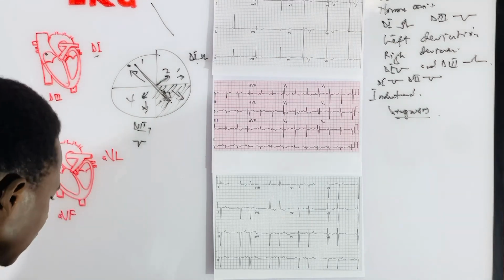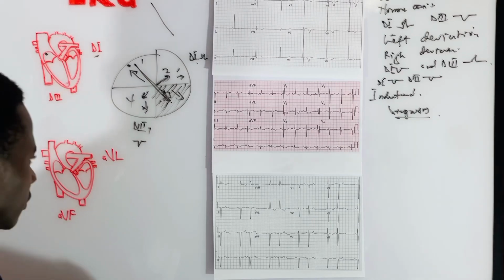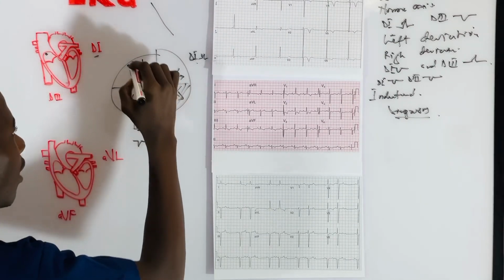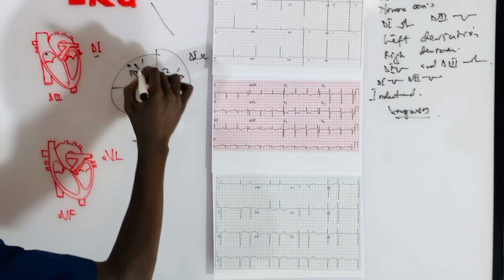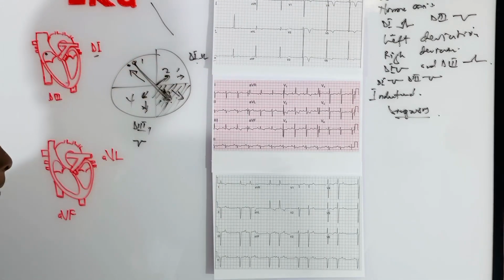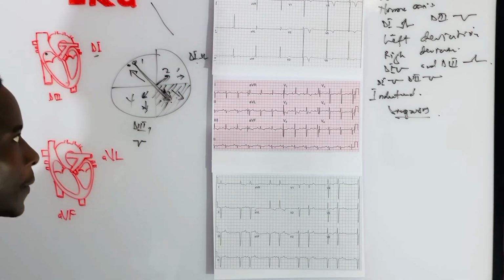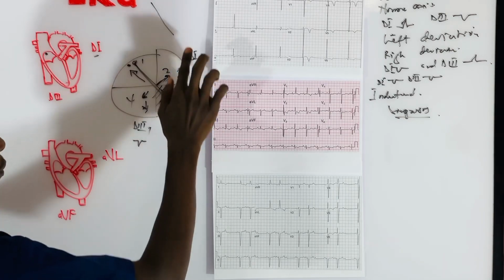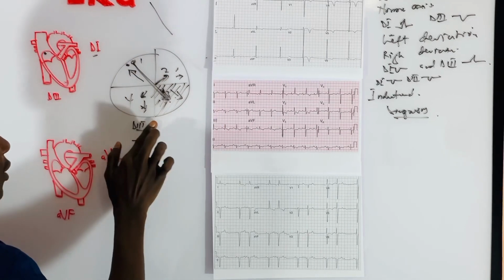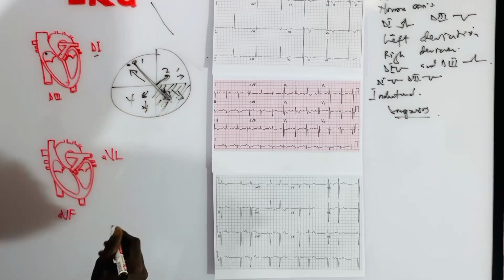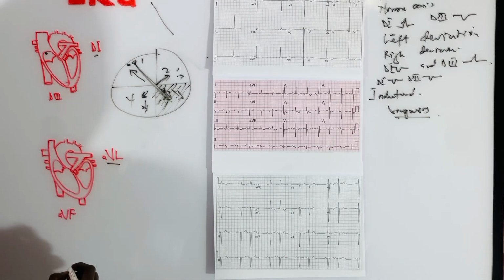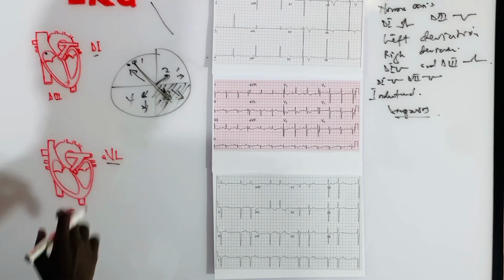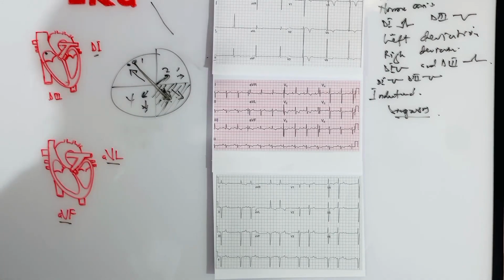Now, the heart is being positioned in a diagonal form. Do you understand? From here to this side. It's positioned that way. And according to the position of the heart too, we make reference to specific leads. And what are those leads? We have the AVL and then the AVF. The AVL is at the left side and this one is at the inferior side. Are you clear with it?